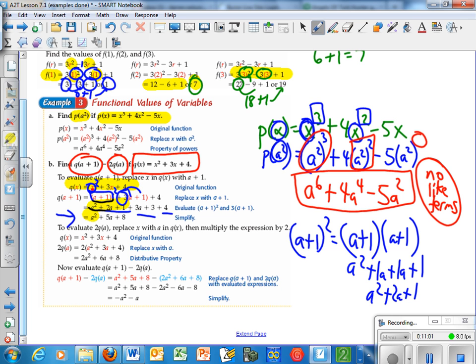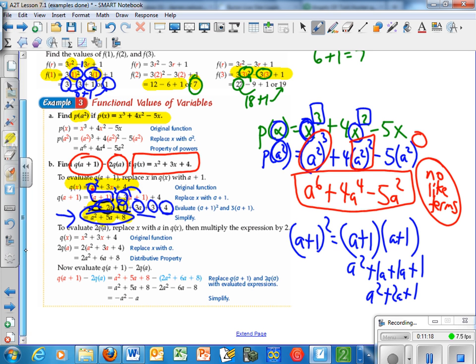So I have the a squared, that takes care of that term. I'm going to put the 2a and the 3a together. That's where the plus 5a comes from. And then I have 1, 3, and 4 all positive put together. And there would be my answer.